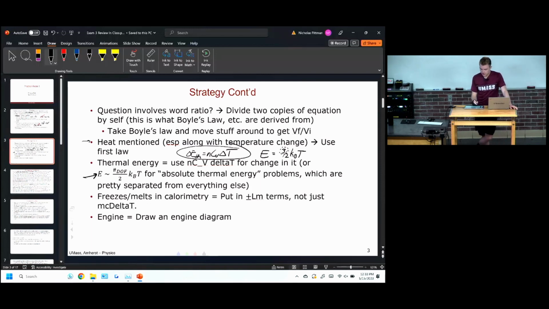Okay, if you see the words freezes or melts, or you see ice put into something in calorimetry, or it tells you the water boils when you put hot metal in, that's a signal to, in addition to your normal MC delta T plus MC delta T terms in calorimetry, add in the latent heat terms, which are L times whatever mass of object is changing phase. And again, it could be a plus or a minus. I tell you which to use on the equation sheet, depending on if it's a melt, boil, freeze, or condense.